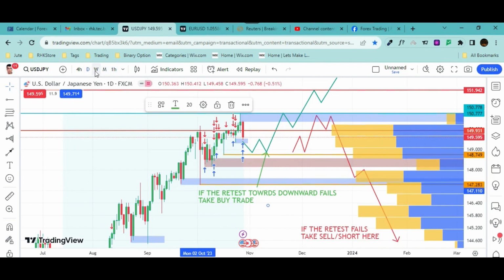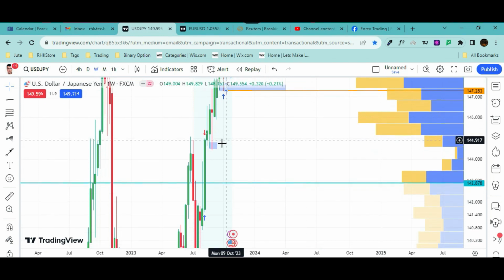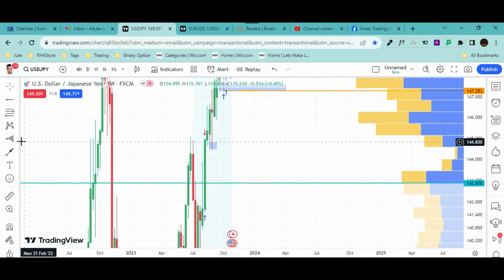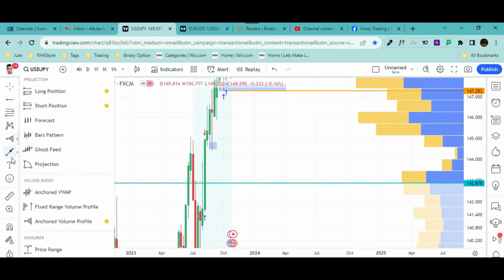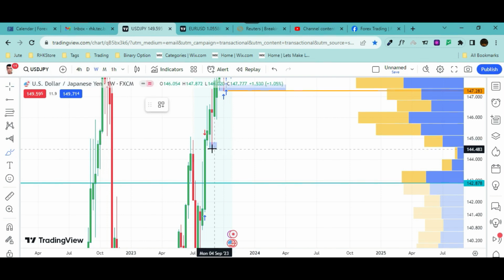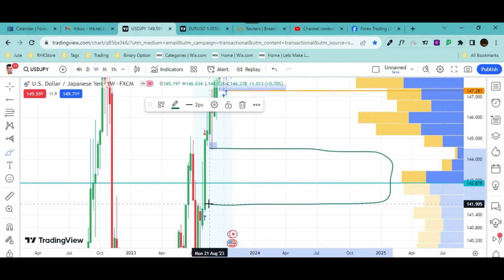if we go to week, you can see that there is a big fair value gap here. Can you see, guys, here? This is a very big fair value gap, and market doesn't like bias. I mean, it is a perfect market, so any bias, the market will not allow. Market doesn't like that.